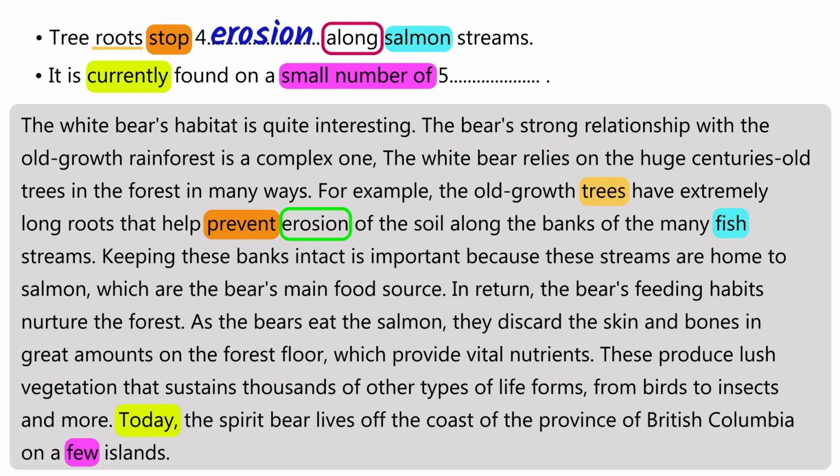Few is the synonym word for small number of. And what is the word? Islands. The correct answer for question number 5 is islands.